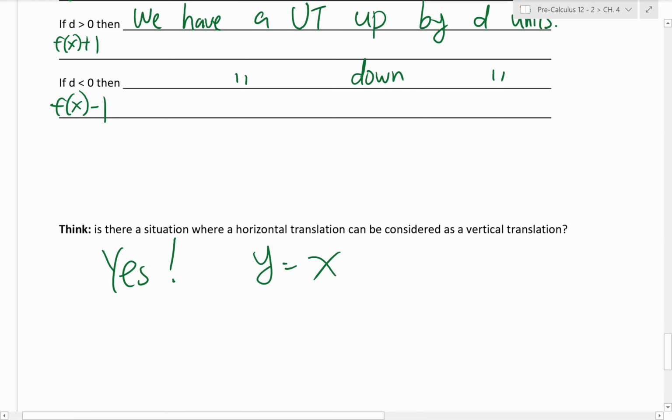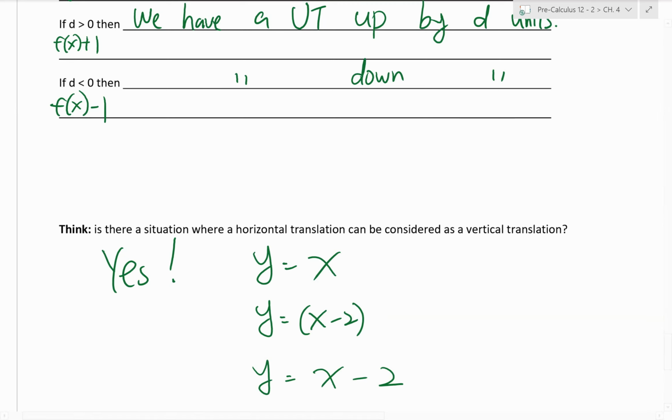Let's say this. If you compare these two, you would think, okay, so this is a horizontal translation 2 units to the right. But if you write it this way, this is actually a vertical translation of 2 units down, right? This is horizontal translation, but this is vertical translation. But you can tell, they are just the same function, right? y equals x minus 2. Because you read it differently, you actually think differently, right? One is a horizontal translation, one is a vertical translation, and they actually are the same thing.